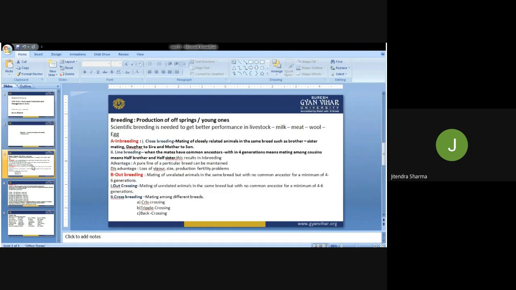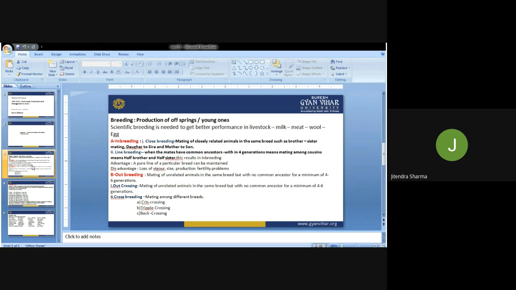So first, what does breeding mean? Breeding means production of offspring, the young ones. When two adult animals produce young ones, that process is known as breeding. Scientific breeding is needed to get better performance in livestock: milk, meat and wool, etc. These are the byproducts of the livestock, and in that case breeding is very important.